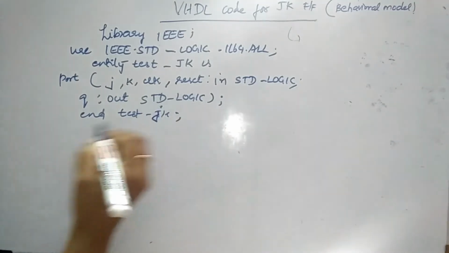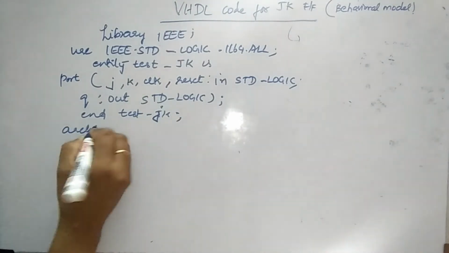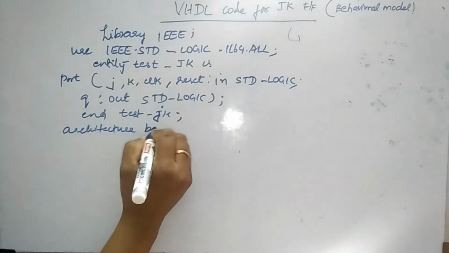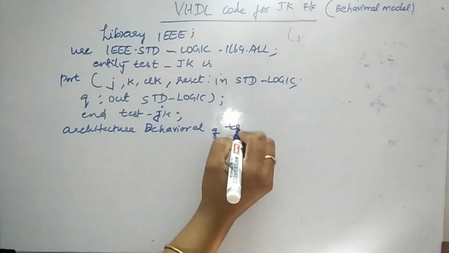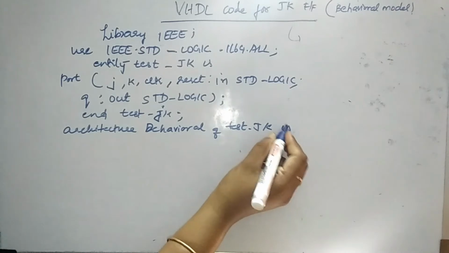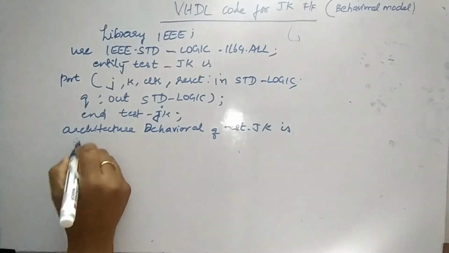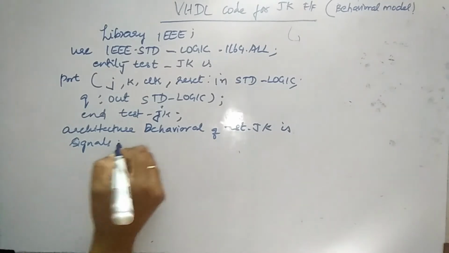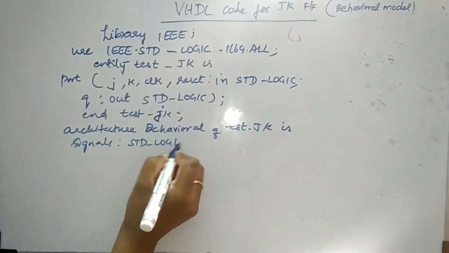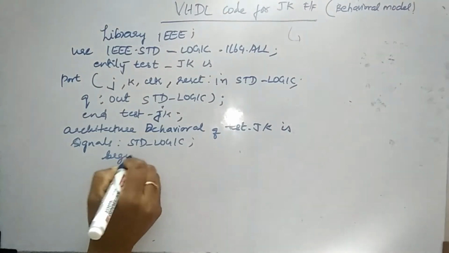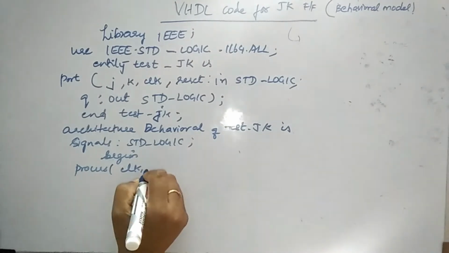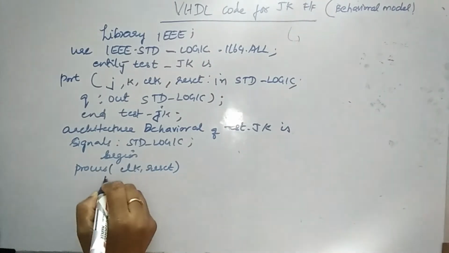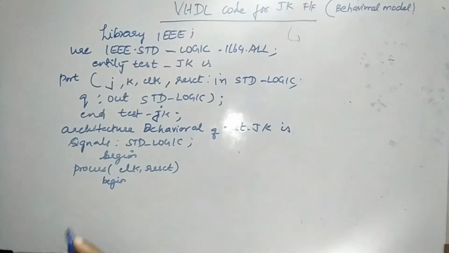The next is architecture behavioral of test JK. Let me declare the signals. Then let me begin the process. We know that clock and reset play an important role, so I begin the process with them, because without the clock and reset, our process will not happen.